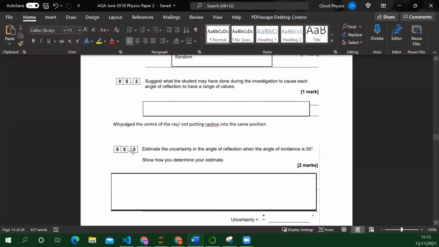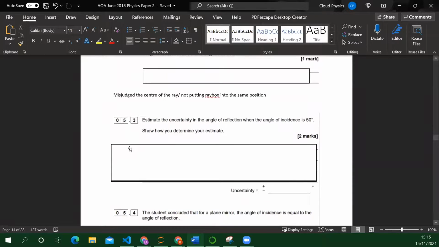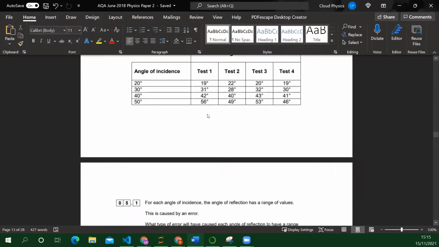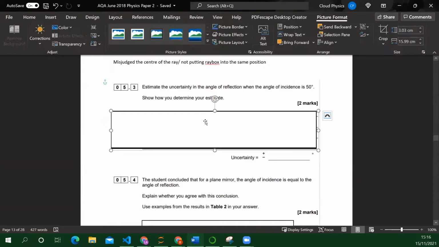Okay. Estimate the uncertainty in the angle of reflection when the angle of incidence is 50 degrees. Show how you determine your estimate. Okay, so let's have a look at the other measurements. The range there is 10 degrees. It's a lot, isn't it? 56 to 46. Let's write that down.